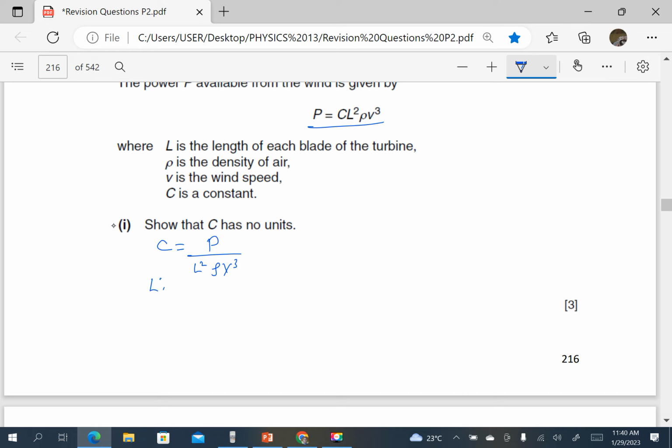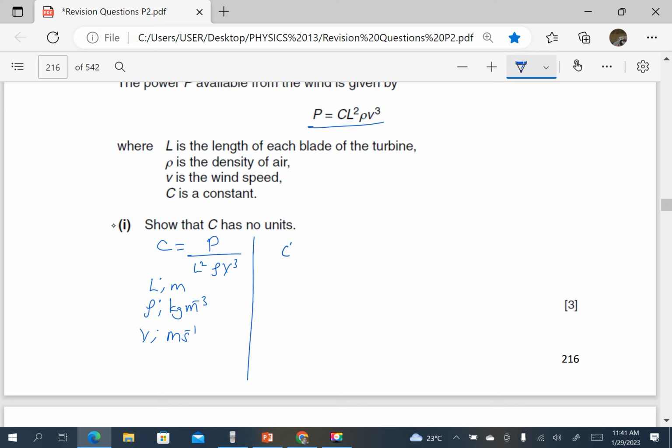So we write the units. L is length in meters. Rho is density, that is kilogram per meters cubed. V is speed, which is in meters per second. And we have already the units for power, we have them above. So we shall just substitute now.